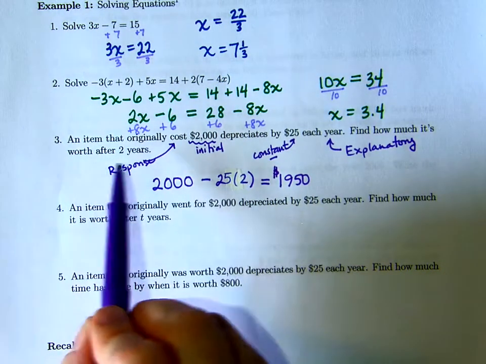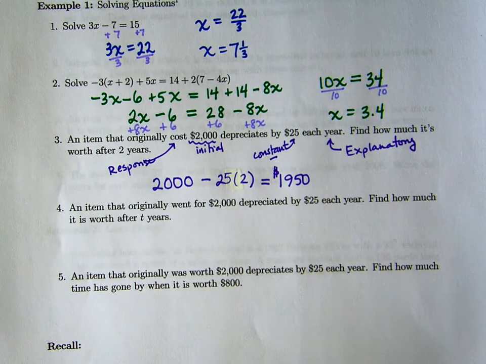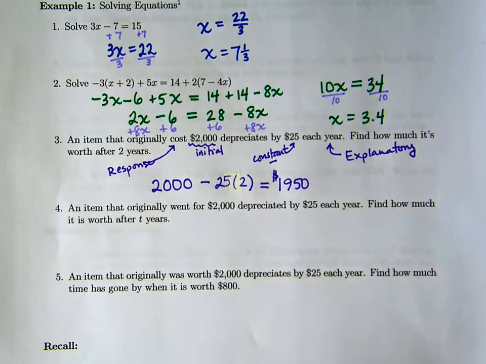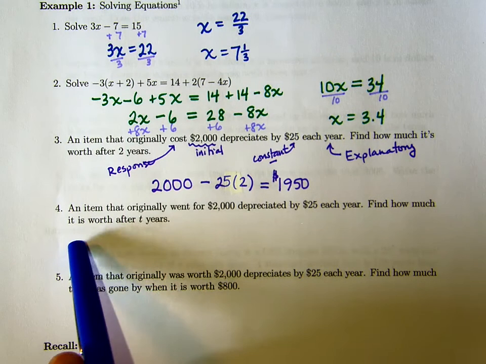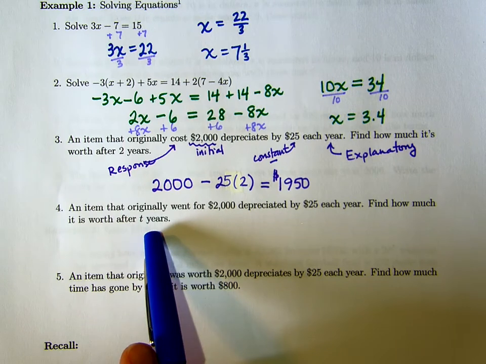How much is it worth after 2 years? 1,950. An item that originally went for $2,000 depreciated by $25 each year. How much is it worth after t years?